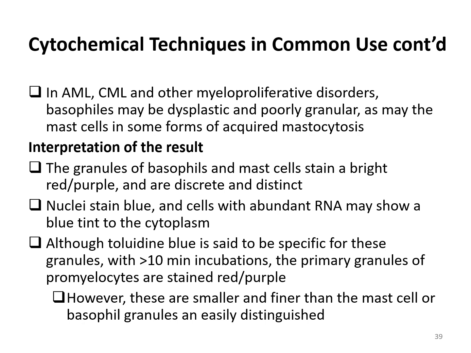As a result, the granules of basophils and mast cells are stained bright red or purple. They are discrete and distinct. Nuclei stain blue, and cells with abundant RNA may show a blue tint. That is why there is polychromasia or metachromasia. Although toluidine blue is said to be specific for these granules, if you increase the incubation, even the primary granules of the promyelocyte may also stain red or purple.